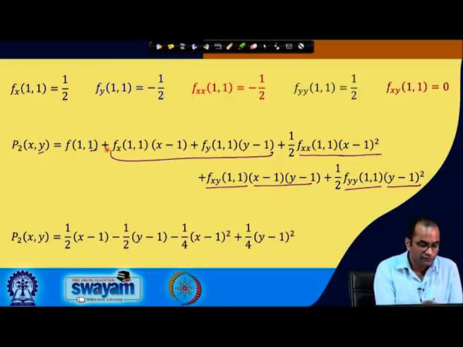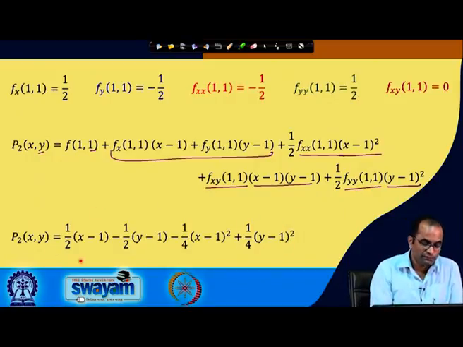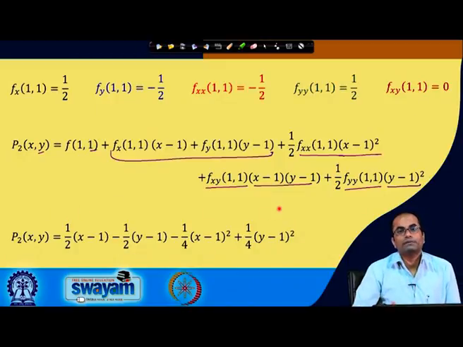So, we can substitute these values here. f(1, 1) will be 0 because of that function, and here f_x at (1, 1) was half. So, we have half (x minus 1). Here again we have minus half (y minus 1), and f_xx is minus half, so it will become minus 1 by 4 (x minus 1) whole square. This will be 0 because this mixed order term is 0. And then we have 1 over 2, again here we have 1 over 2, so 1 over 4 (y minus 1) square. So, this is the quadratic polynomial which is approximating the function in the neighborhood of this (1, 1) point.